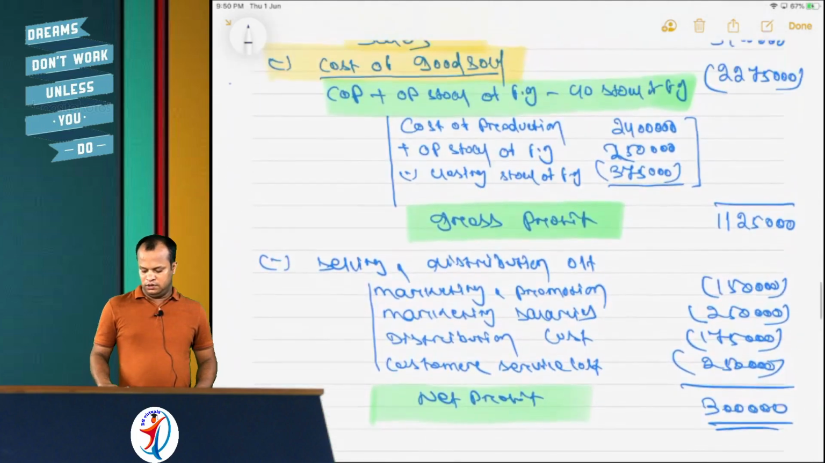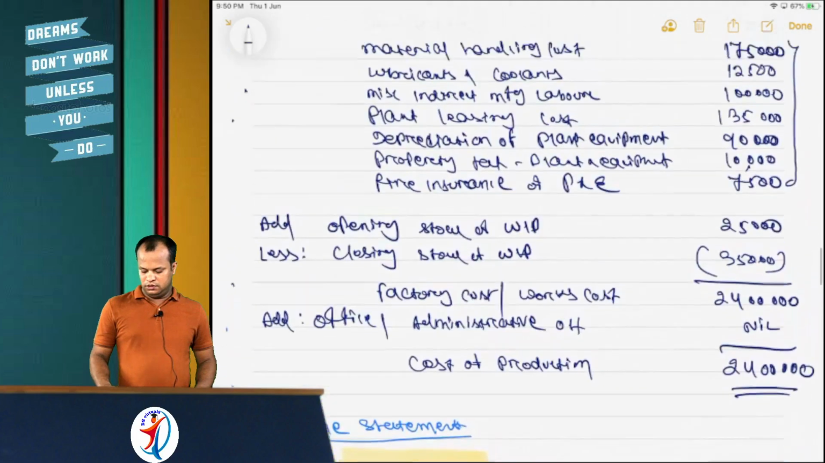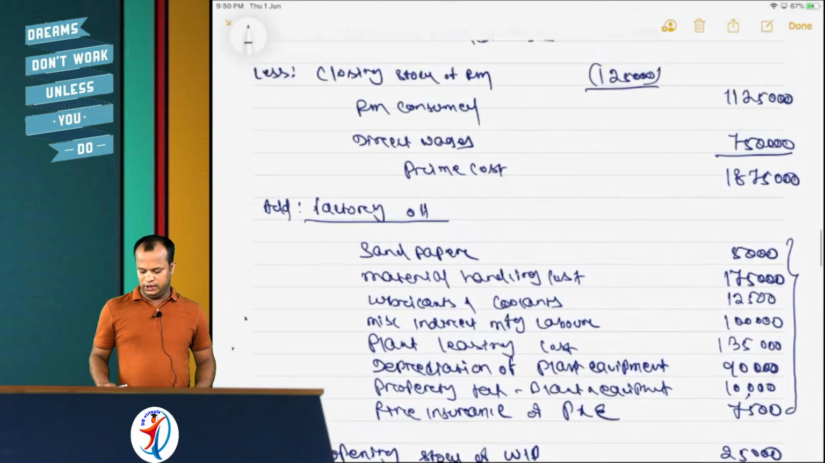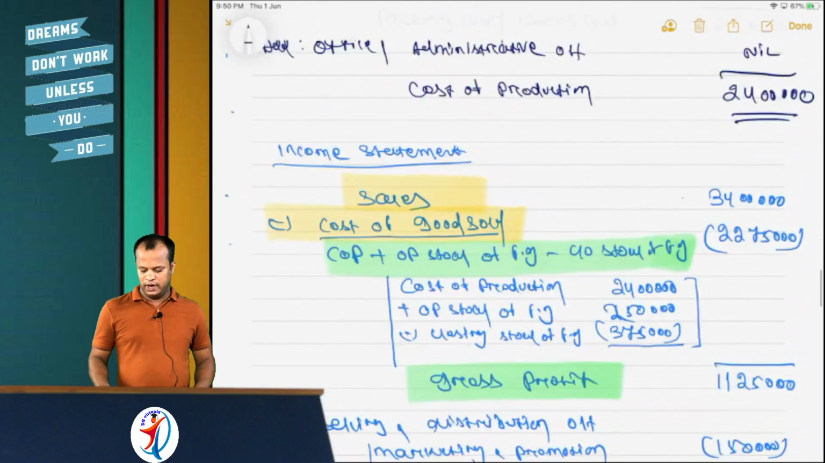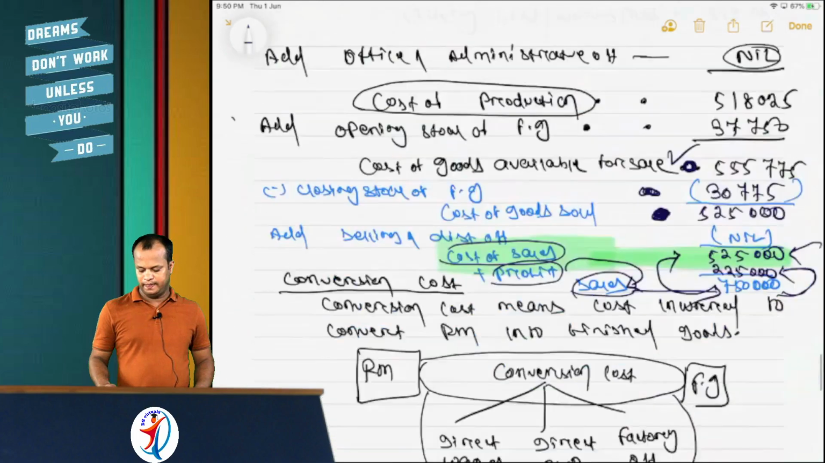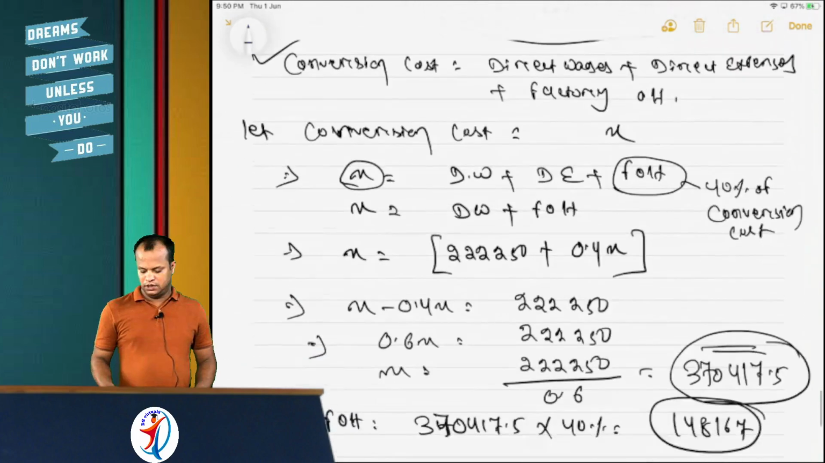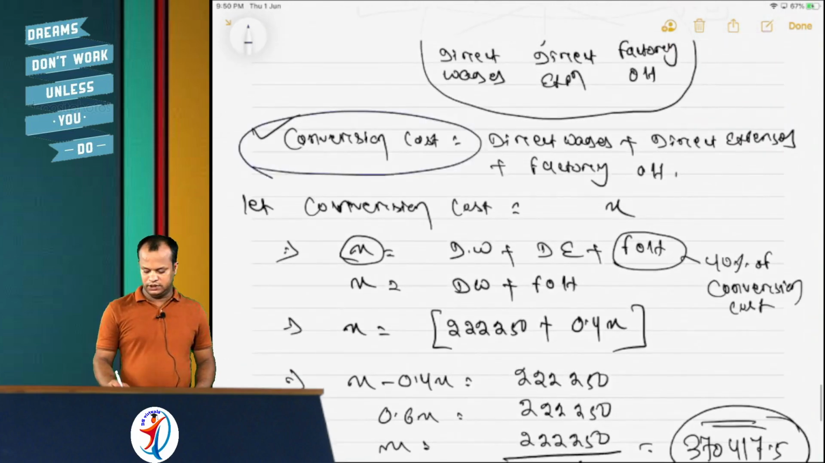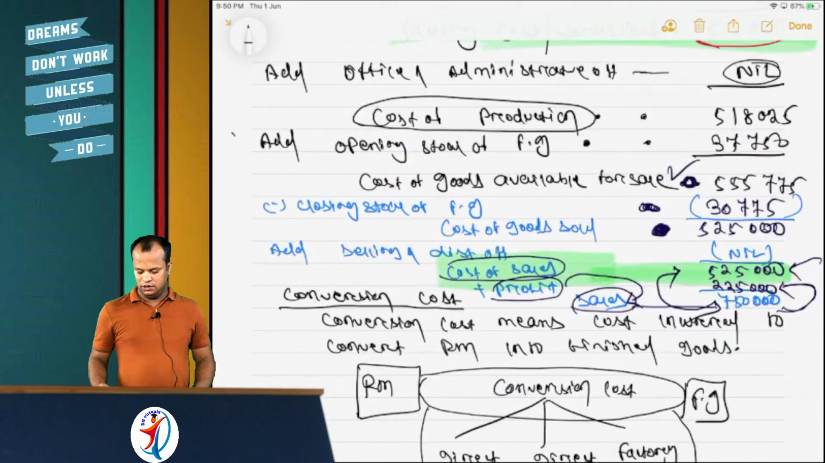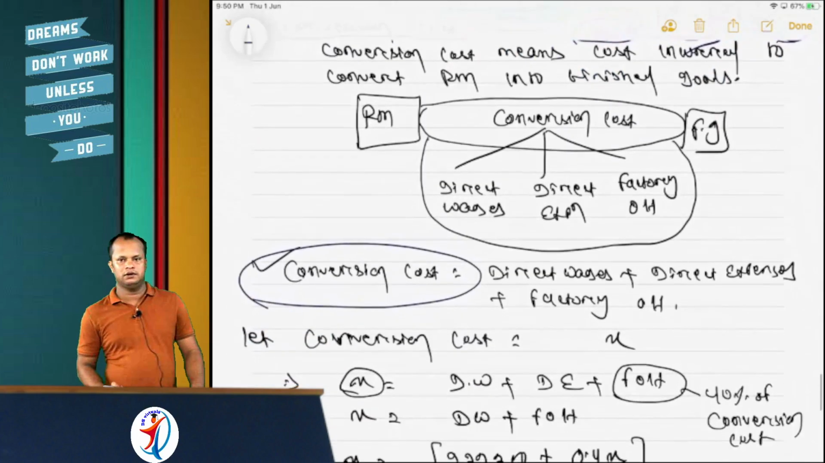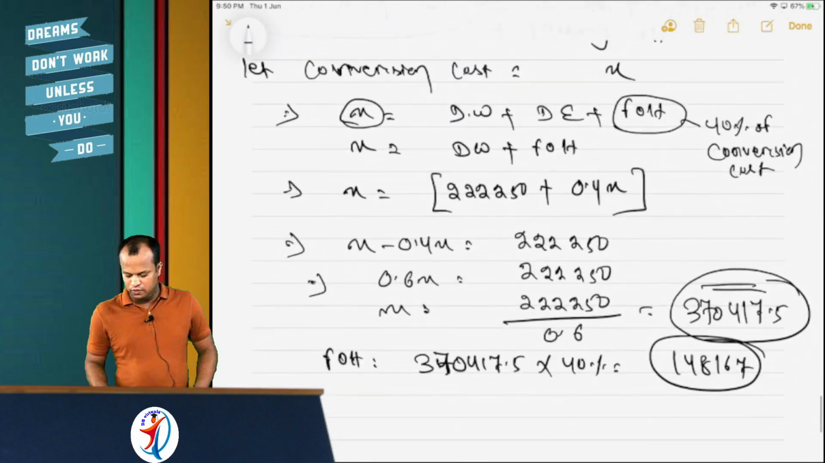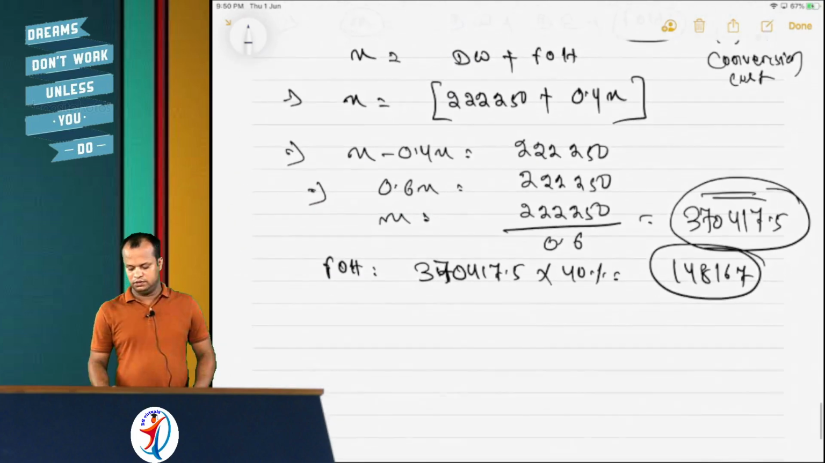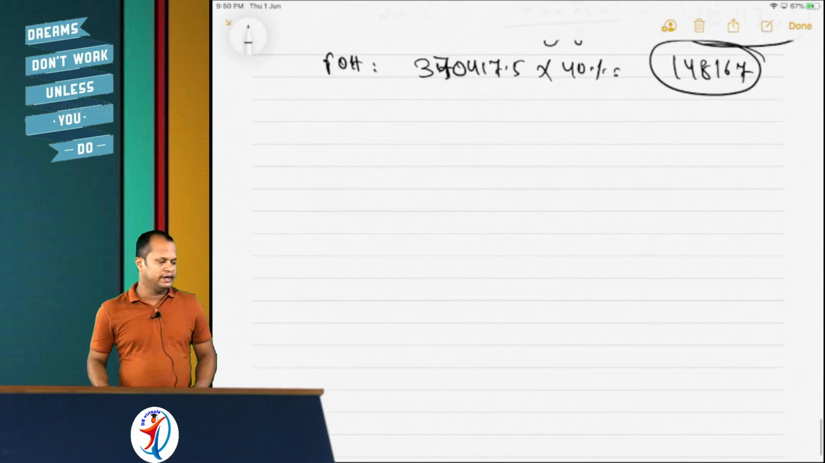So in this class we have studied the concept of income statement, the concept of conversion cost, and how to find out missing figures. So now we are finishing today's class. This is the end of today's class. The remaining questions will be solved in the next class. So for today it is enough.